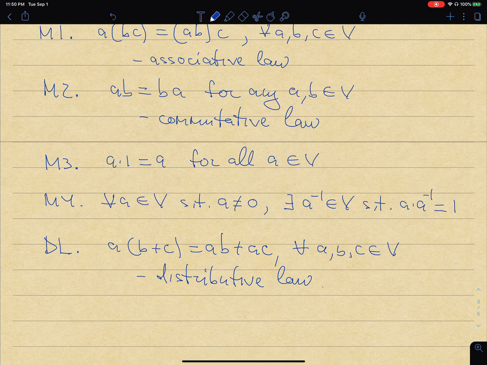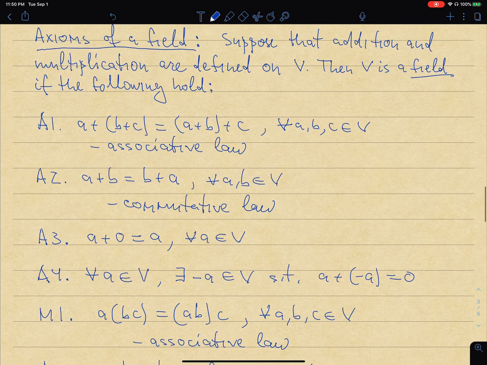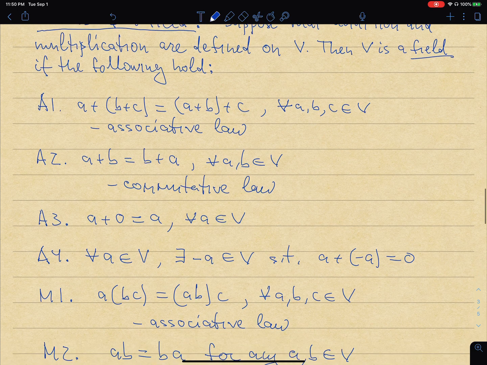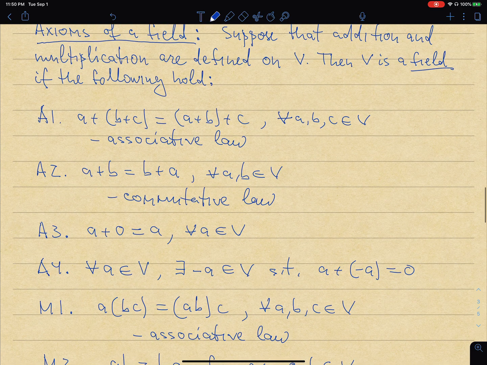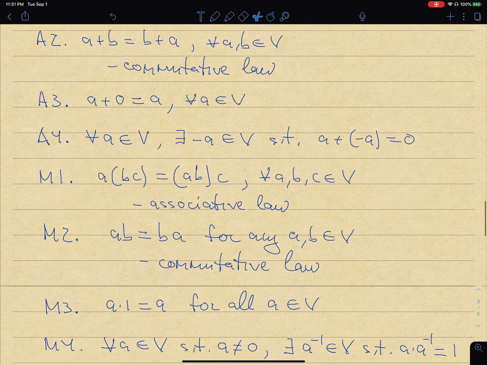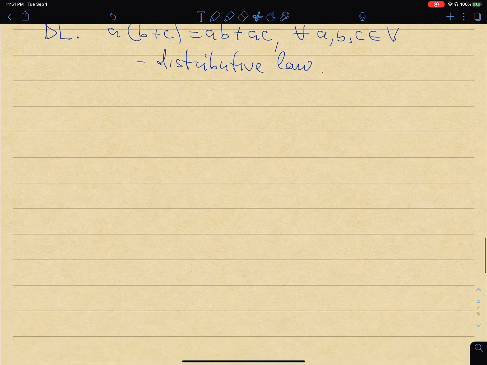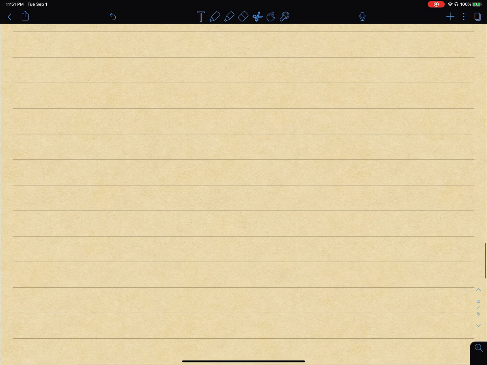Okay, so this specifies the properties for addition and multiplication. Any set on which I can define addition and scalar multiplication that satisfy these properties from A1 to DL is called a field. So R is a field, Q is a field. Okay, I claim that this is a minimal set of properties that you can define. So let us now discuss how you use these properties to establish other properties of reals or rationals.